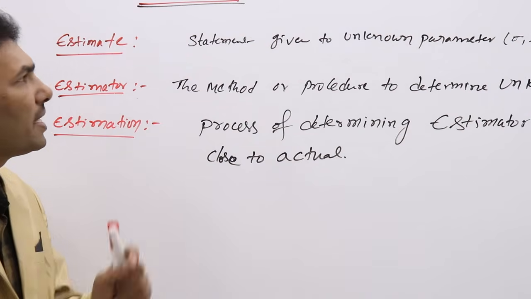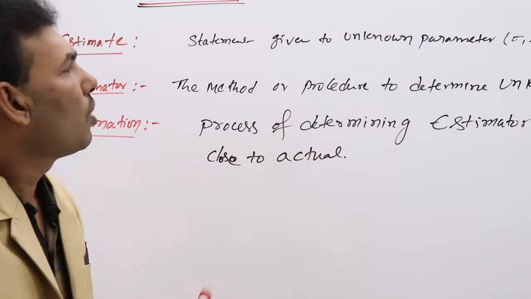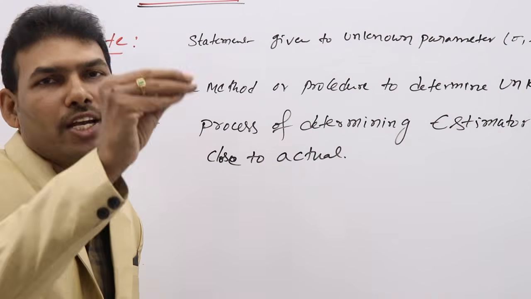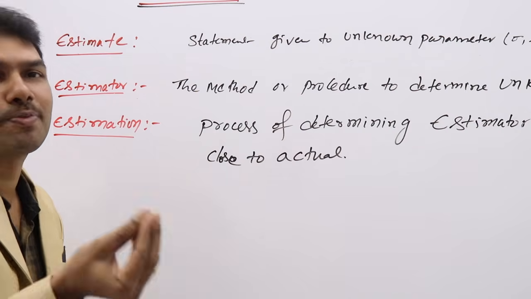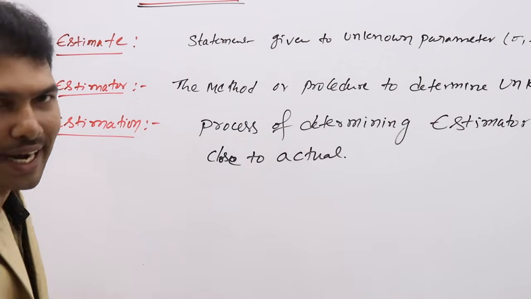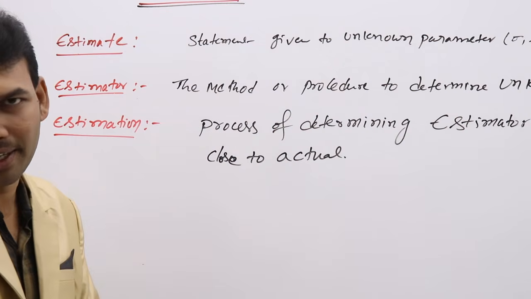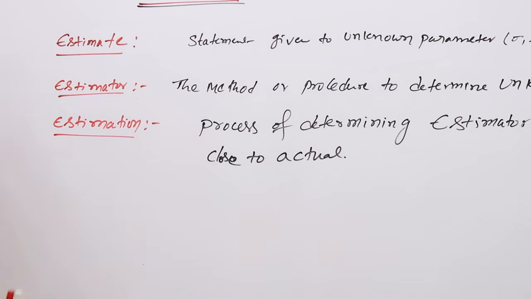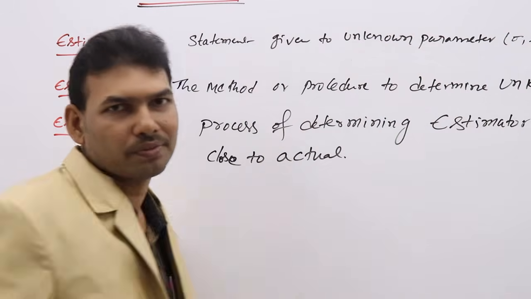So estimate means a statement given to an unknown parameter. You don't know the population mean, and you expect that the population mean may be this value. That is estimate. On which procedure are you expecting that the mu value is that value? That method or procedure to determine that unknown parameter is the estimator. The estimation is the process of determining a good estimator.